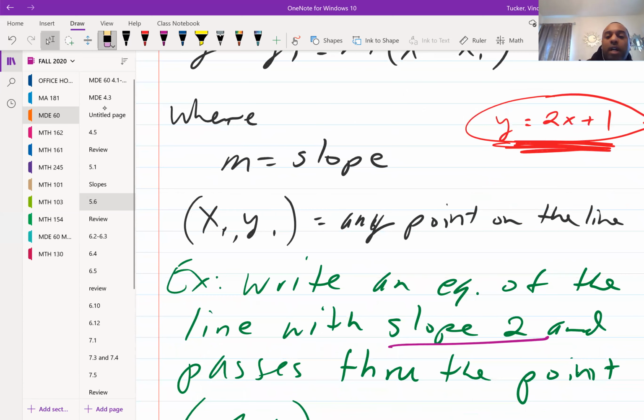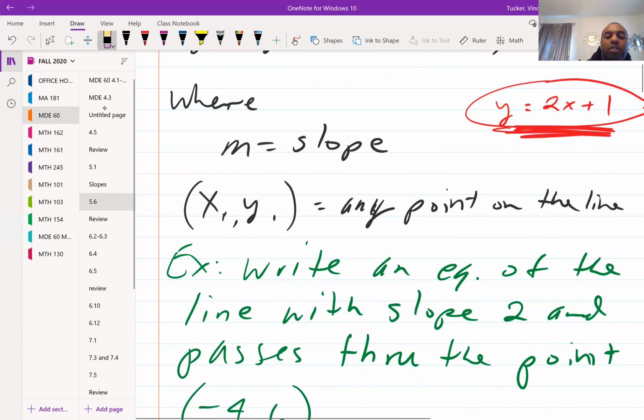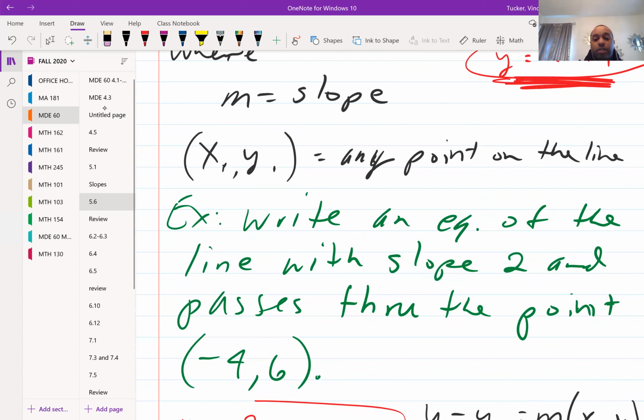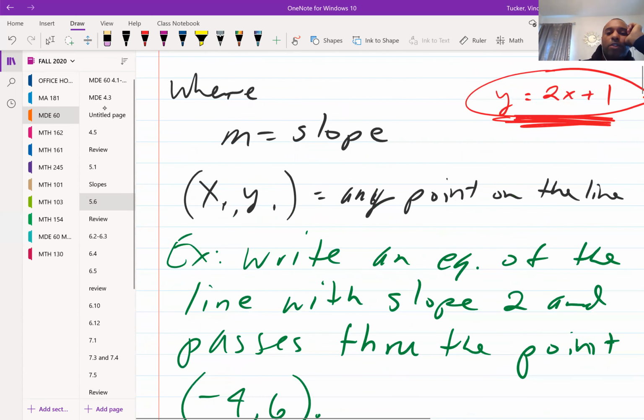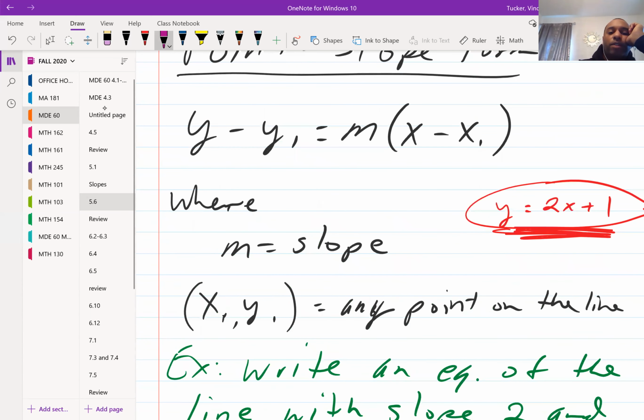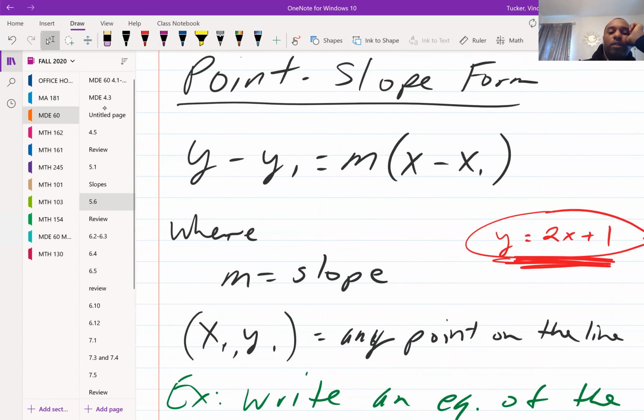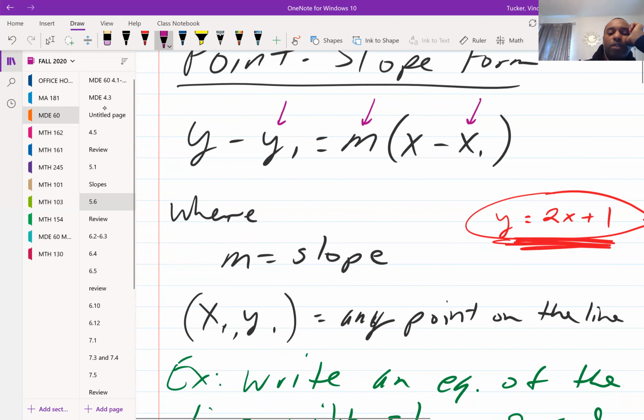So let's look at how we would use this. We're going to write an equation of the line with a slope of 2 that passes through the point -4, 6. So going back to this, we're going to have a slope and a point. That's why it's called the point slope formula. We plug in for your slope and for x1, y1, which is where the point comes into play. Once you do that, you simplify, and then you will have a line.